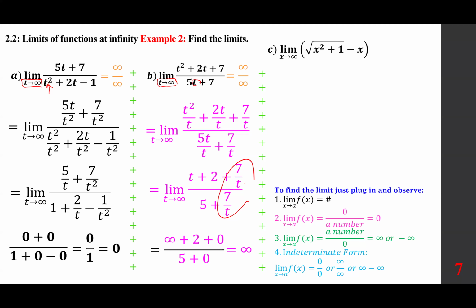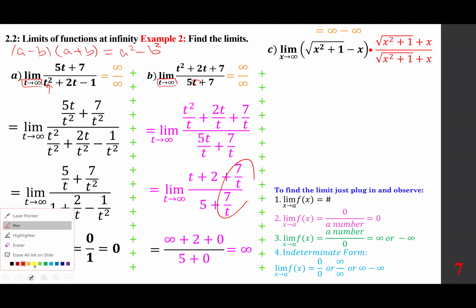The limit of the square root of x squared plus 1 minus x: if you plug in, you get infinity minus infinity. And the technique is to multiply by the conjugate, reminding you that the conjugate of a minus b is a plus b, which gives us a squared minus b squared. So the conjugate of this expression is the same thing with plus x instead of minus x. You put that in the top and the bottom as well.